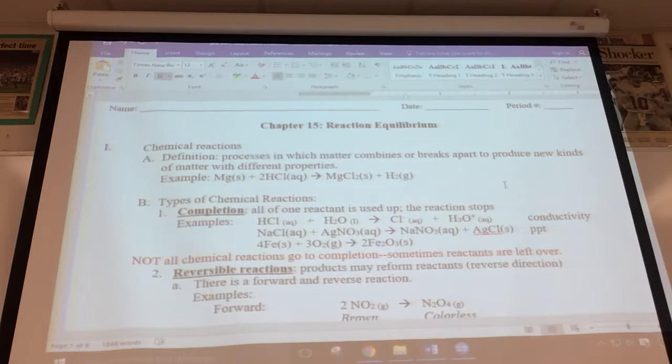We've been talking about different types of chemical equations this year. We classified them. For example, we had a single replacement reaction. What's another class of reactions that we've had? Double replacement. In both single and double replacement, the reaction only went in one direction.